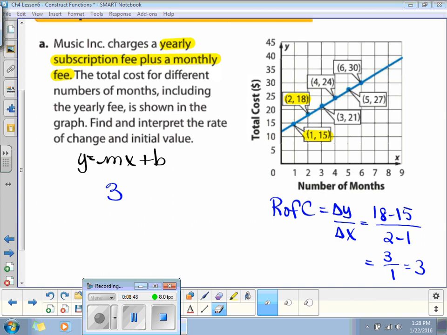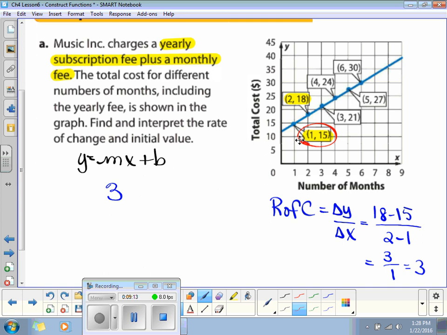So now we're going to choose an x and a y to put into our equation. And again, it doesn't matter which x or y you choose. You just pick one that's on the line. Okay, so I'm going to just go ahead and pick 1, 15. So again, with 1, 15, this is x, y.